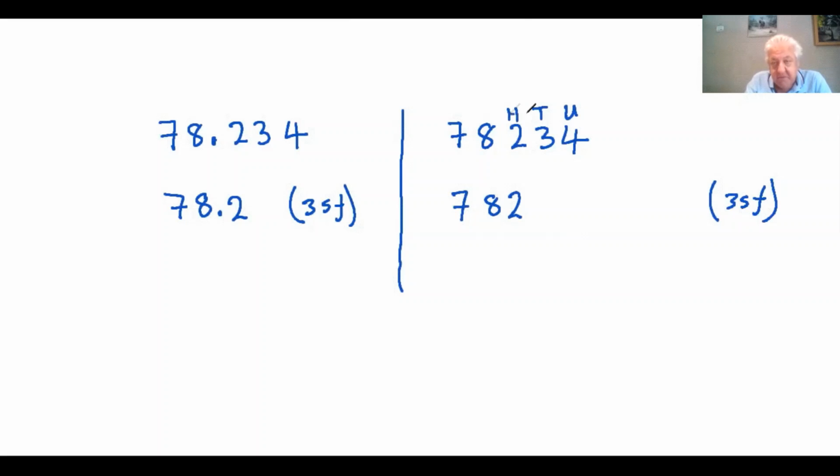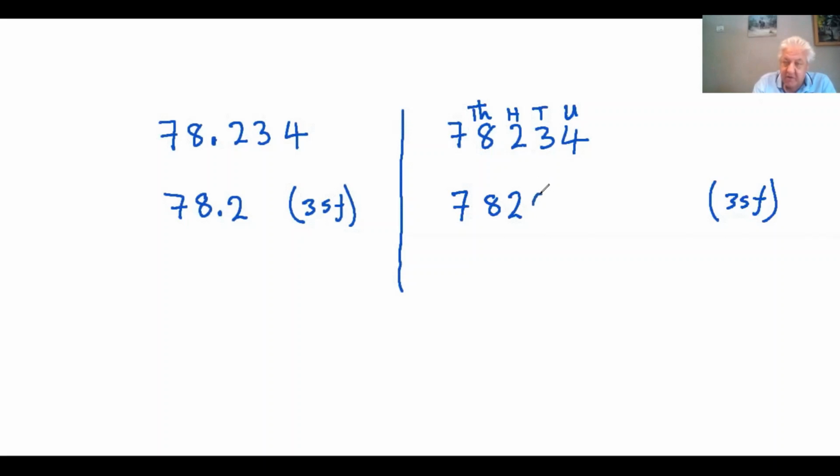When we're dealing with whole numbers, we have to take account of the unit, tens, hundreds, thousands, etc. So if I leave out these 2, I change the number completely. Imagine these are kwacha. This is 78,234 kwacha. This is 782 kwacha. So you've lost an awful lot of money.